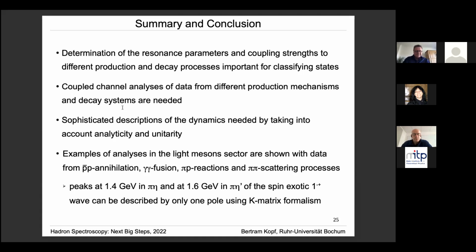And I've shown here some examples with antiproton-proton data, gamma-gamma fusion, pion-proton scattering data, and also pi-pi scattering data. And I've shown here that the peak, for example, at 1.4 GeV in the pi-eta system and at 1.6 GeV in the pi-eta prime system of this spin exotic 1-plus wave can be described by only one K-matrix pole. And therefore, this is really a good example where Breit-Wigner parameterizations are not working well. Thank you very much.